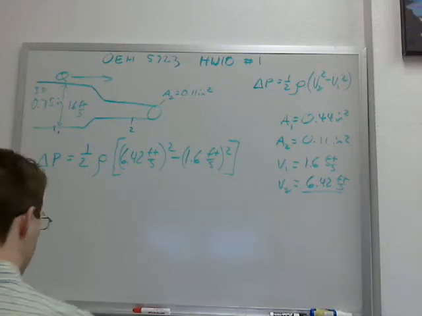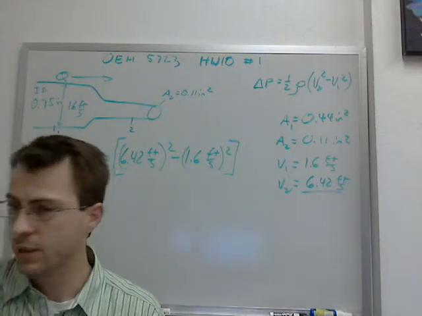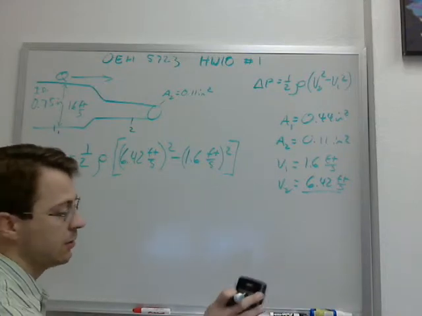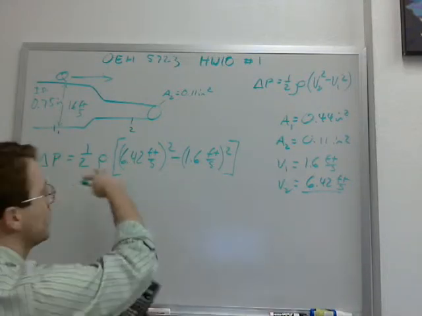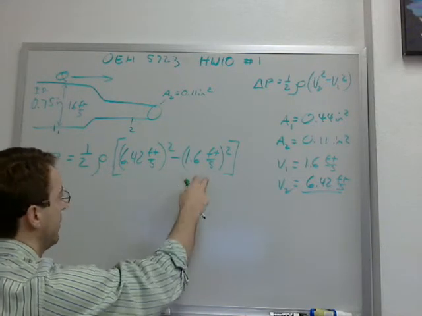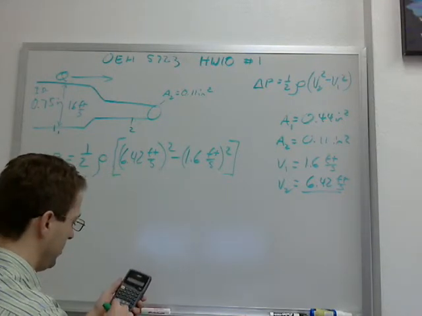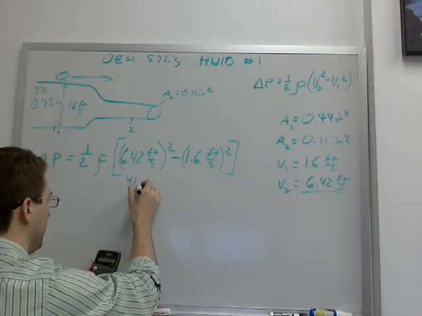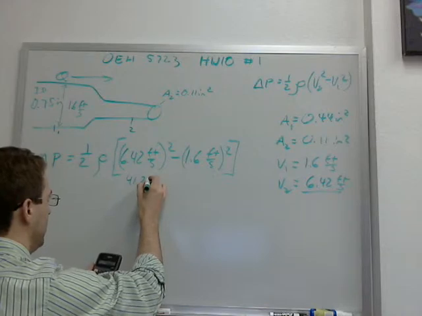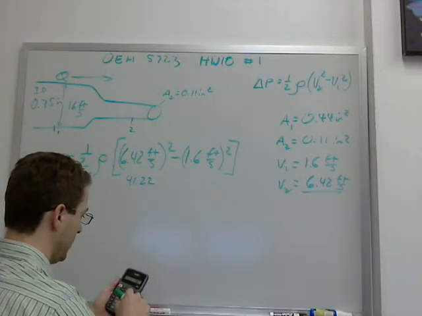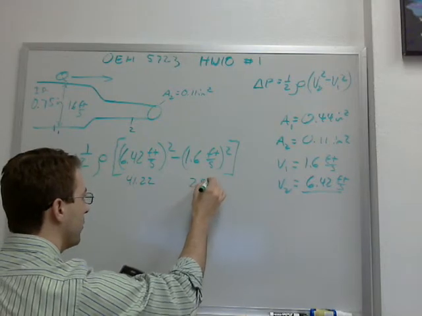I don't really know how you like to do things. I use an old school calculator, so my calculator doesn't do a lot of complex input. And so I just calculate this, calculate that, and then subtract it. So 6.42 squared is 41.22, and then 1.6 squared is 2.56.